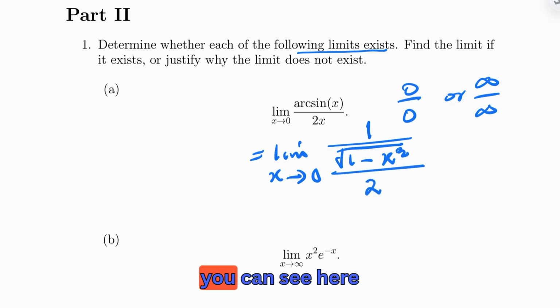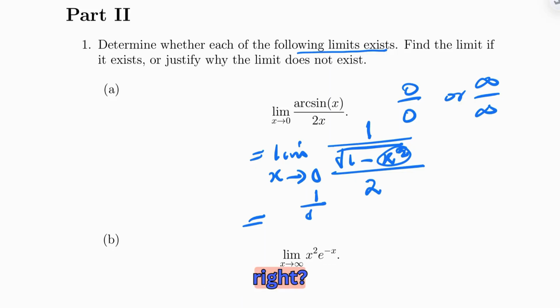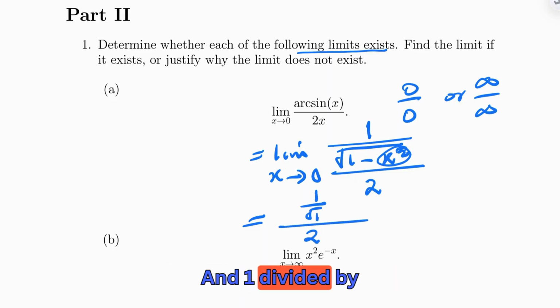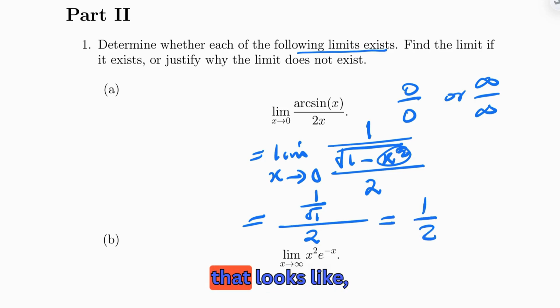Okay, so you can see here, as x goes to 0, this becomes 0 here, right? So you just have 1 divided by the square root of 1, then everything divided by 2. Okay, and 1 divided by the square root of 1 is just 1, so this is just 1 divided by 2. So this expression that looks like it's indeterminate, its limit is 1/2.